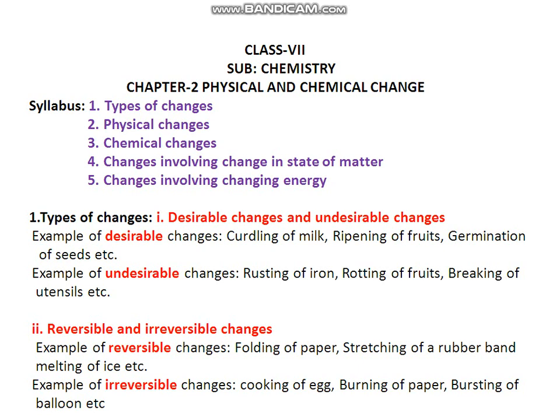For example, breaking off a utensil or rotting of fruits and rusting of iron. There are some other examples also that can be given, because these changes are harmful to us. That is why they are called undesirable changes. These are very easy actually.